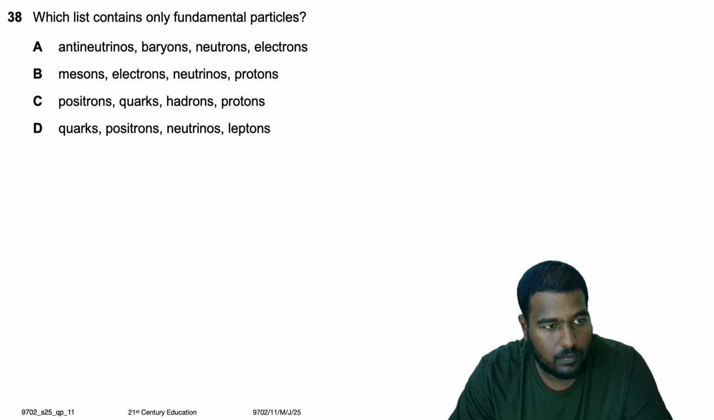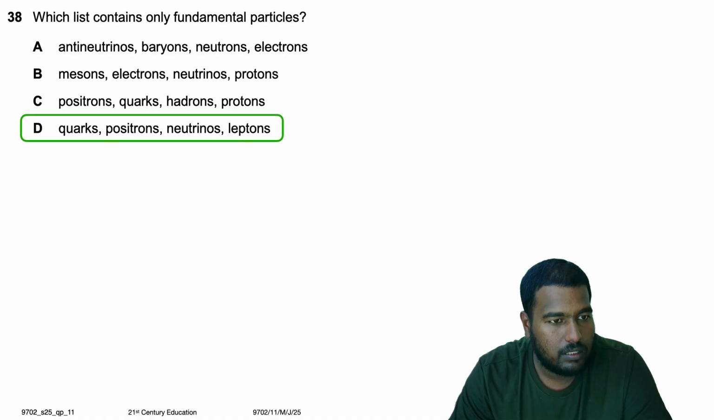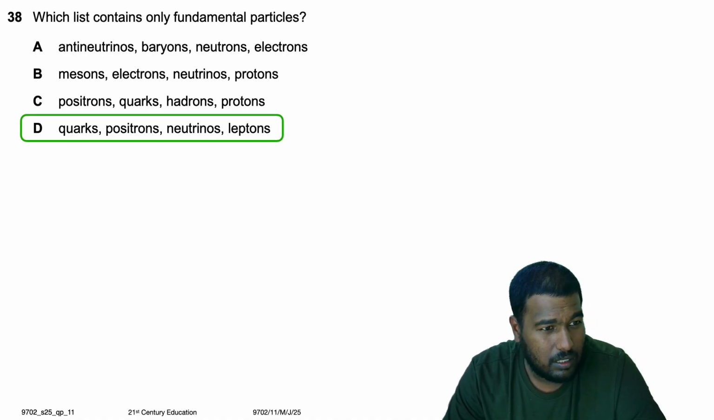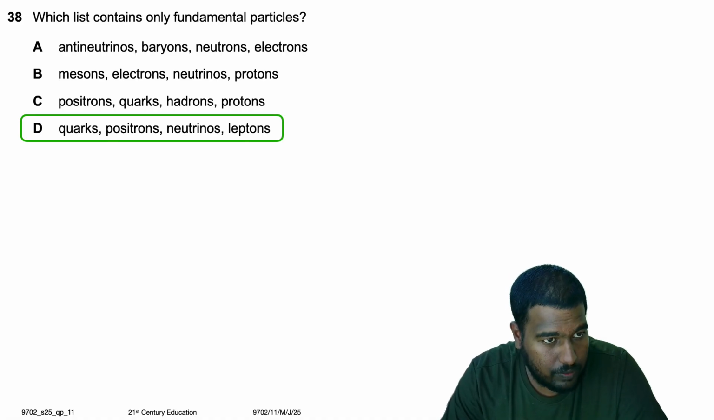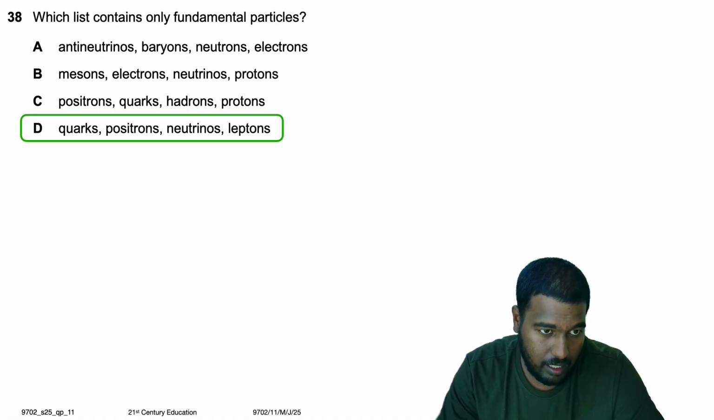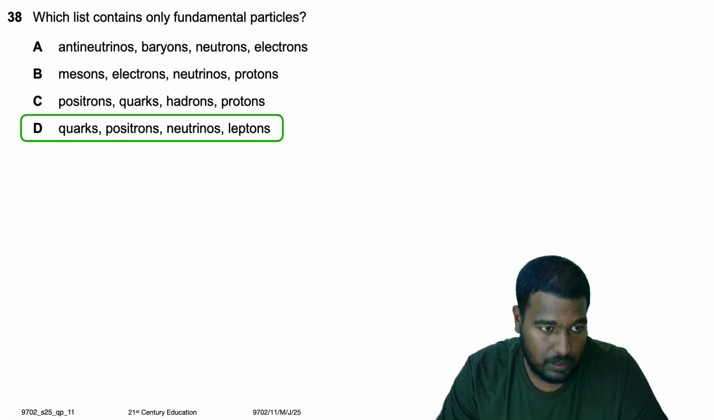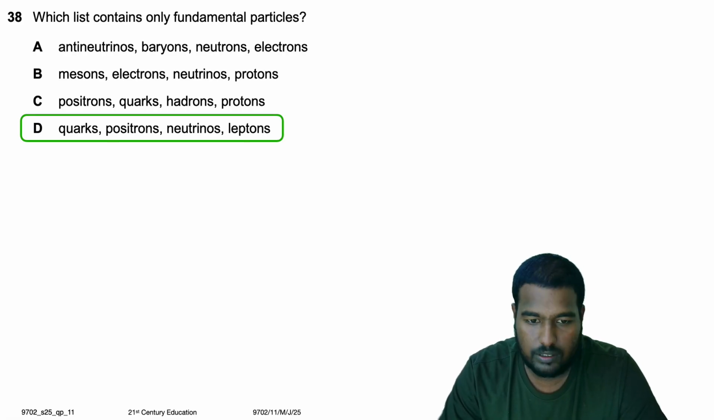Which list contains only fundamental particles? Option D. Electrons are fundamental particles. A has neutrons which are not fundamental particles. B has protons which are not fundamental particles. C also has protons which are not fundamental particles. So only D: quarks, positrons, neutrinos, and leptons.